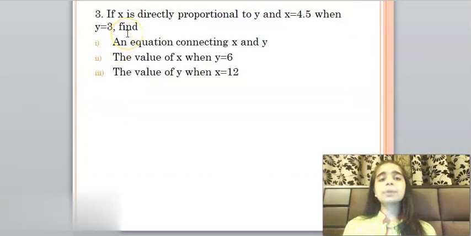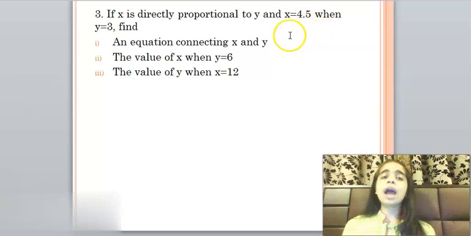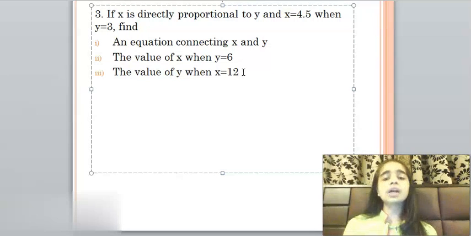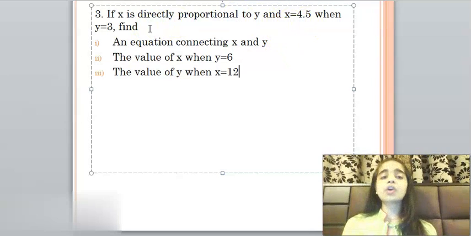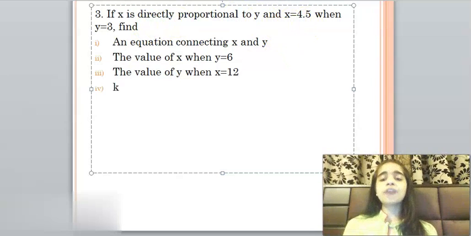Okay, in question number 3, if x is directly proportional to y and x is equal to 4.5 when y is equal to 3, find an equation connecting x and y. In practice questions, we have done a similar question, so let's work out this as well. It is telling us the value of x and y, and we can easily find our constant k. How do we find our constant k? We find it by k is equal to y upon x.